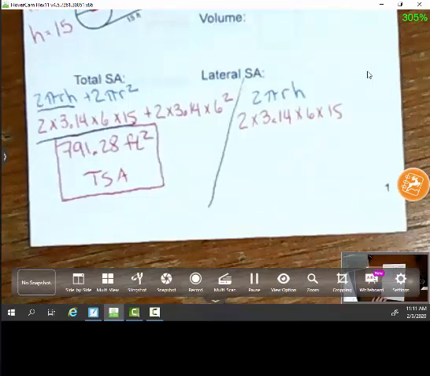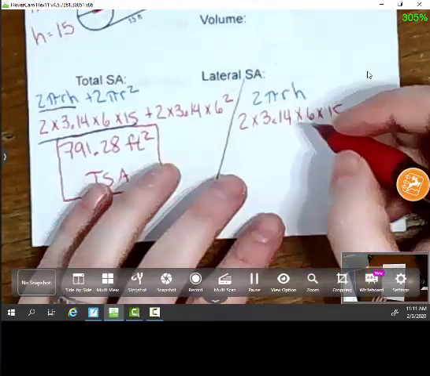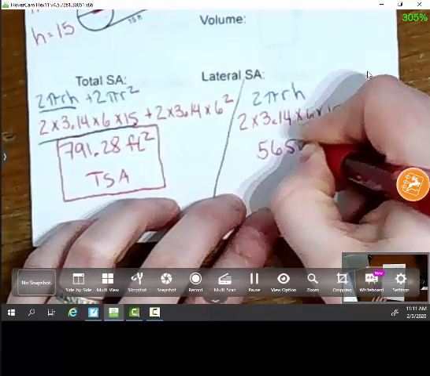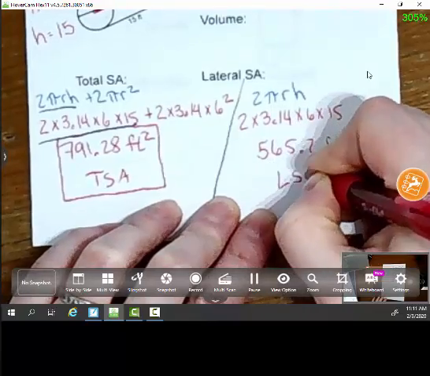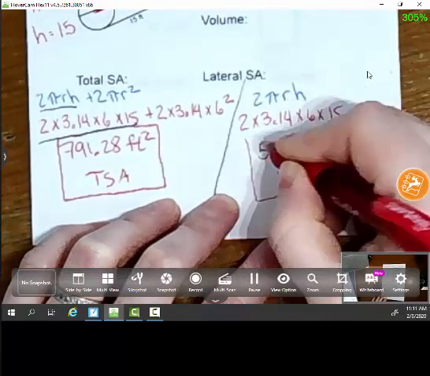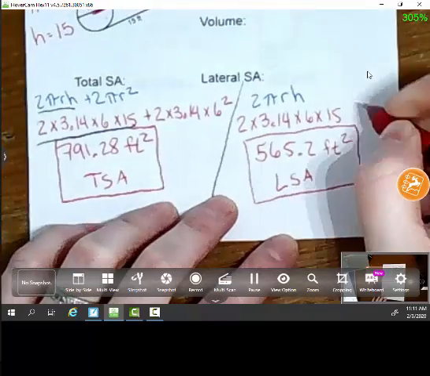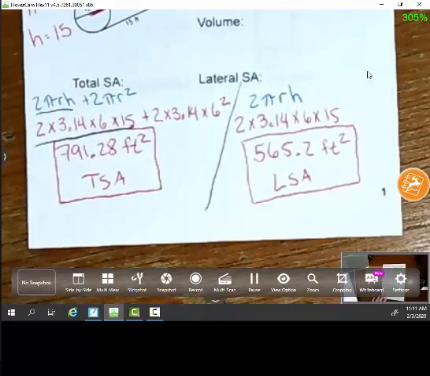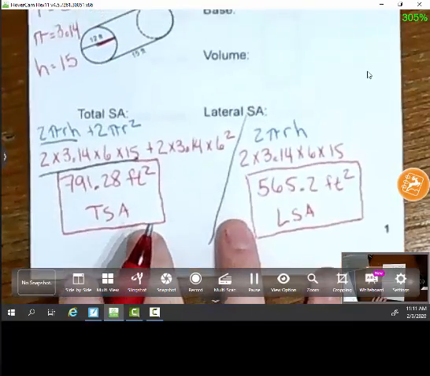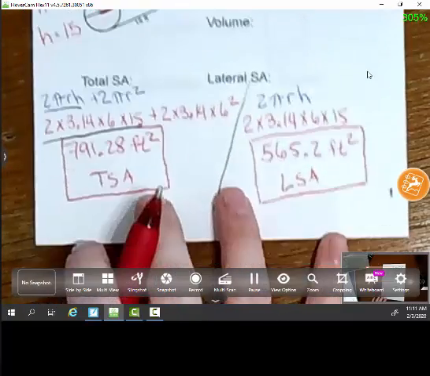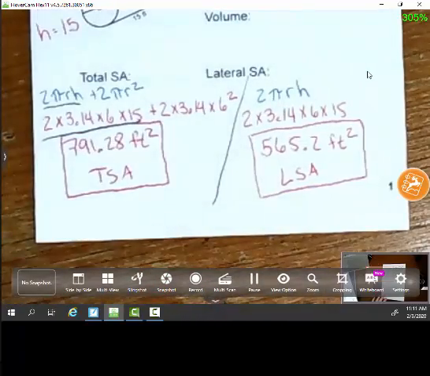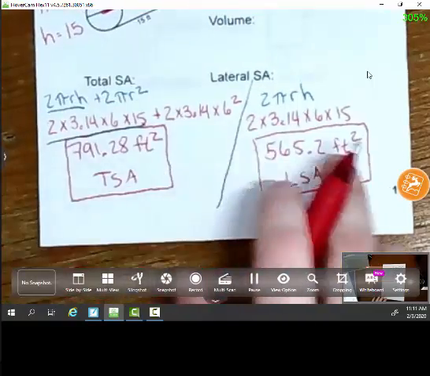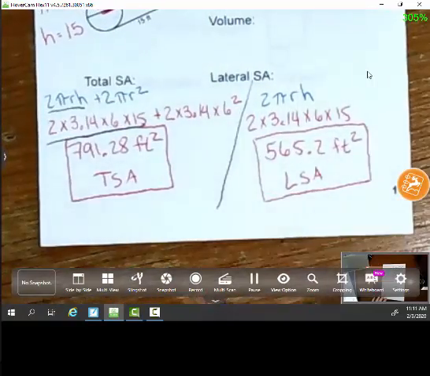What's the answer for lateral surface area? Perfect. 565.2. That's lateral surface area. So how are we on surface area? A little bit better than last time at least? Because this is really just all about making sure you get the numbers in the right spots.